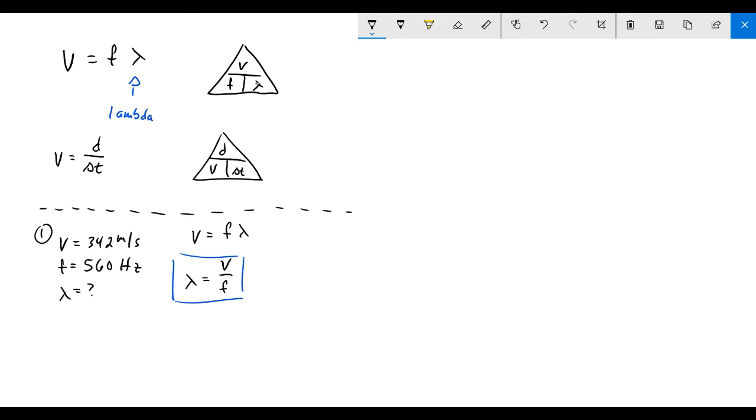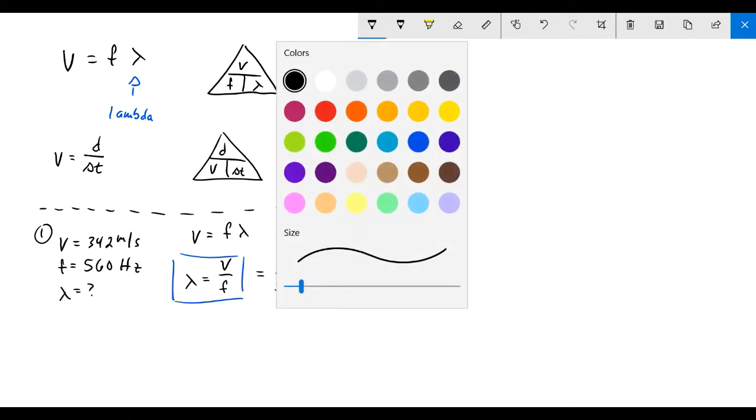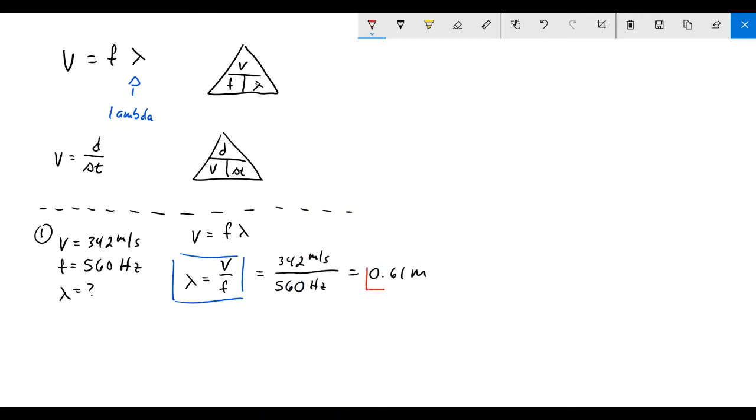So now let's put the numbers in. So we've got our 342 meters per second, and we're going to divide that by our 560 hertz. The calculator does all the work for you. You just put those numbers in. 0.61 meters is the answer that we get for this practice problem.